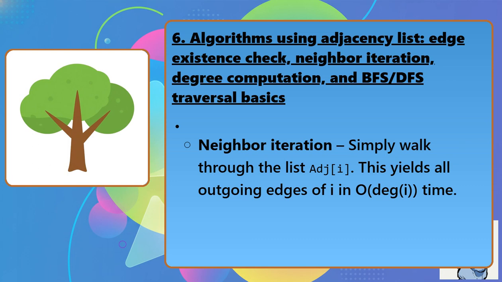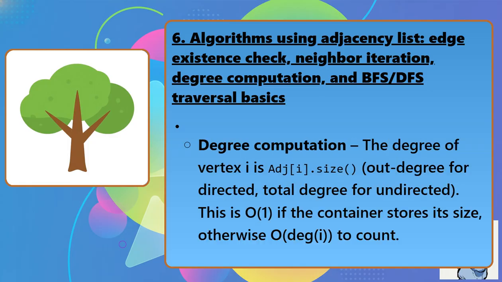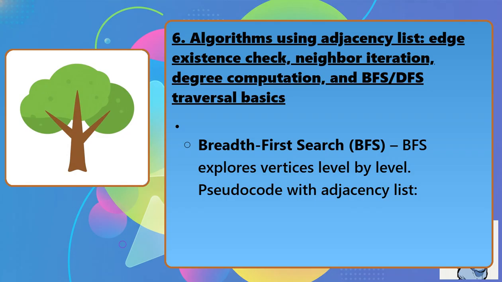Neighbor iteration: simply walk through the list edge[i]. This yields all outgoing edges of i in O(degree of i) time. Degree computation: the degree of vertex i is edge[i].size, out-degree for directed, total degree for undirected. This is O(1) if the container stores its size, otherwise O(degree of i) to count.